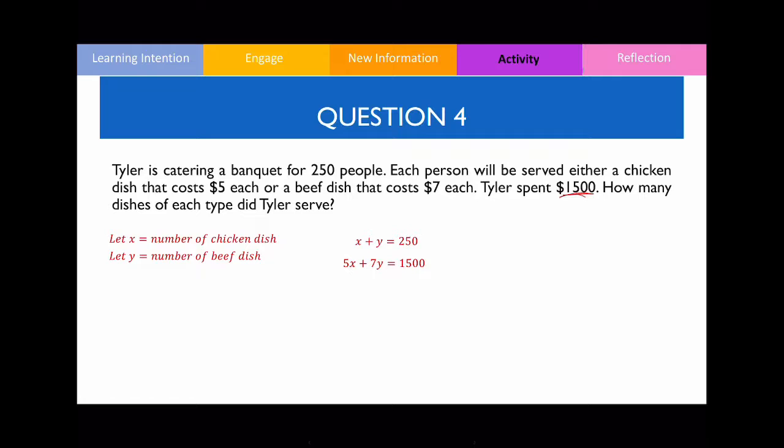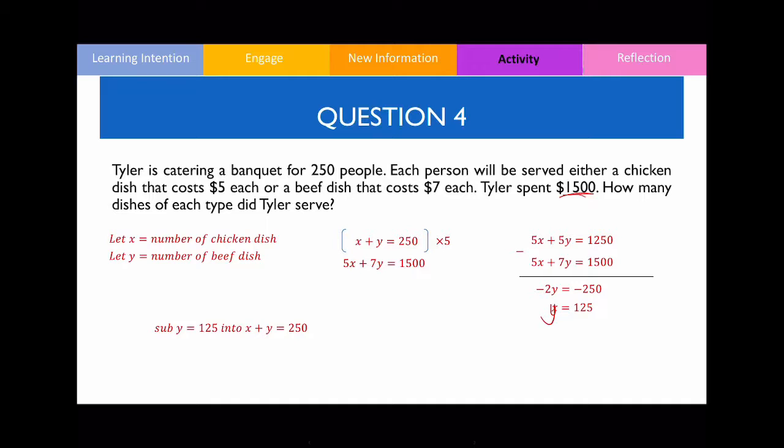Now, in order to do this, let's eliminate it again. So I'm going to eliminate x by multiplying everything by 5. So therefore, my new equation will look like this. I will subtract it to eliminate x. Hence, you're going to have this as your new equation. Solve for y by dividing both sides by -2. So in this case, y is equal to 125.